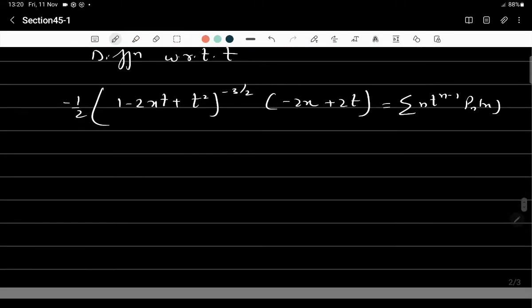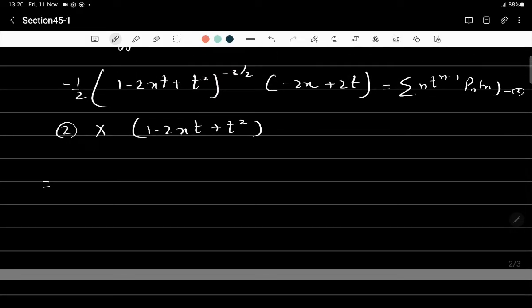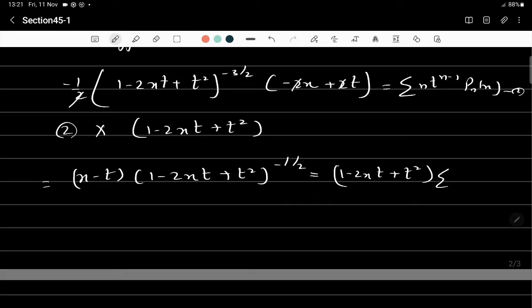Now I need P_n(x) on both the sides, so on the left hand side I have to multiply it with 1 - 2xt + t^2. So let's call it equation 2. So multiplying equation 2 by 1 - 2xt + t^2, and see what you are getting. So minus half is there. Even for the minus half I can cancel this 2, 2, 2, and minus 1 I can take inside, so it becomes x minus t. So x minus t, then (1 - 2xt + t^2)^(-1/2), and you multiply 1 - 2xt + t^2, then summation n t raised to the power n minus 1 and P_n(x).